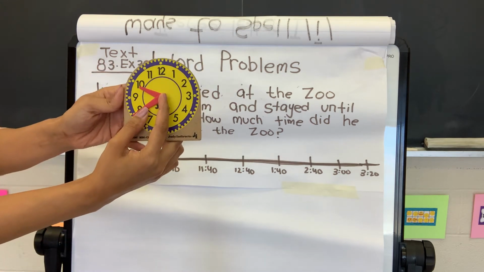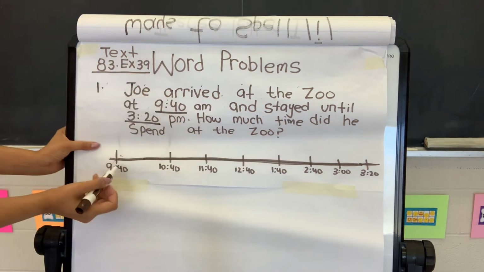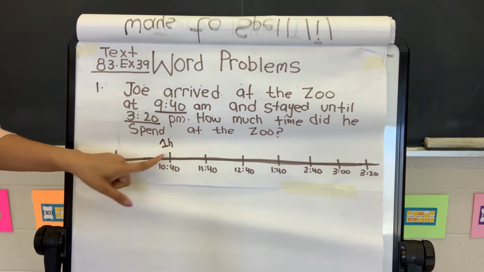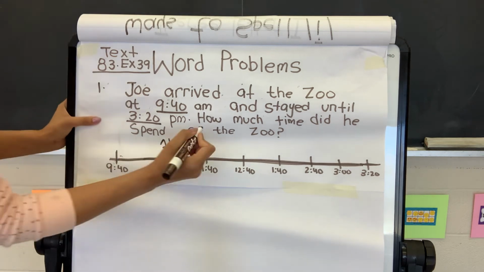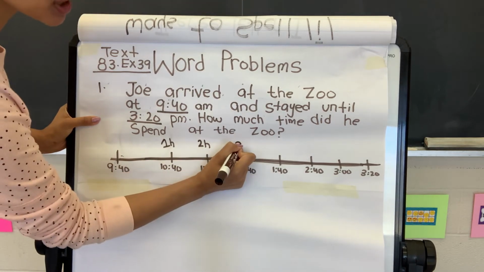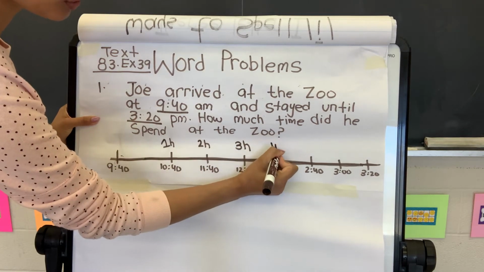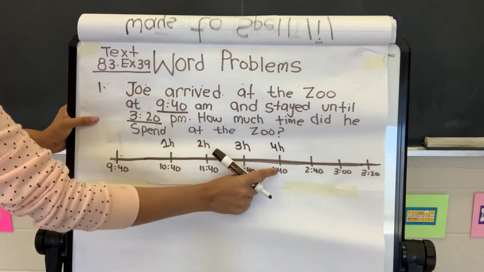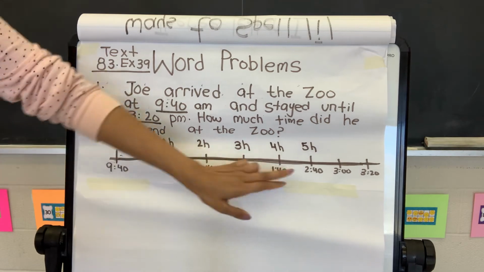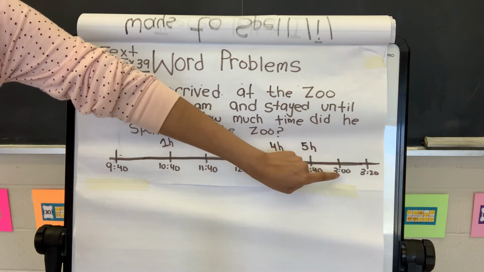So now I'm going to count from 9:40 all the way to 2:40. 9:40 to 10:40 gives me 1 hour. 10:40 to 11:40 gives me 2 hours. 11:40 to 12:40 gives me 3 hours. 12:40 to 1:40 gives me 4 hours. 1:40 to 2:40 gives me 5 hours. And then, look, I don't have anything more because he stopped at 3:20.